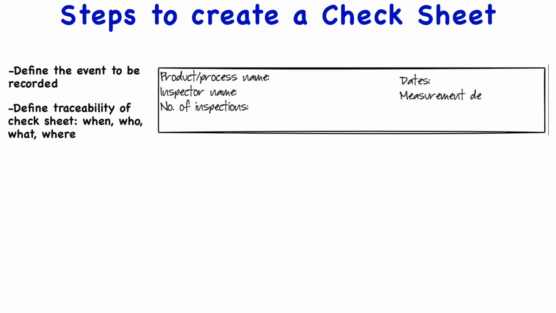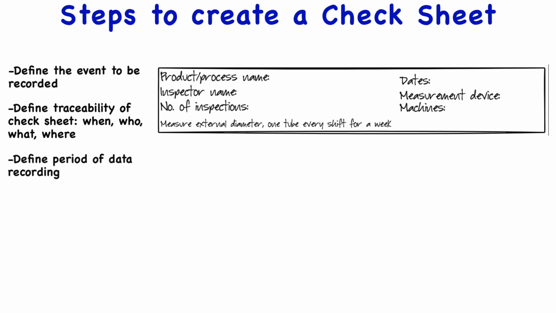What are the steps to create a check sheet? Define clearly what events, problem, or process are to be recorded. Define the traceability of the check sheet, like when, who, what, where. Define the period of data recording and suitable intervals. Design the check sheet. Always make sure it is easy to understand.